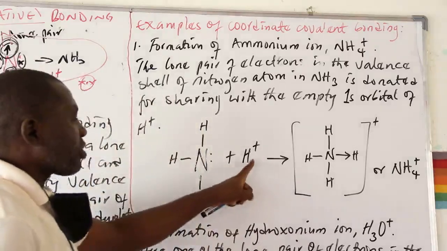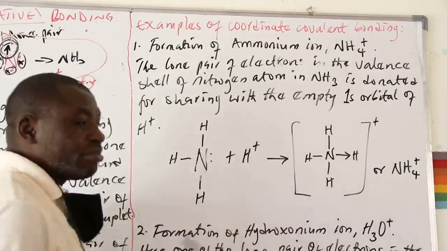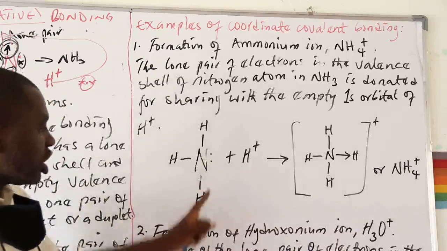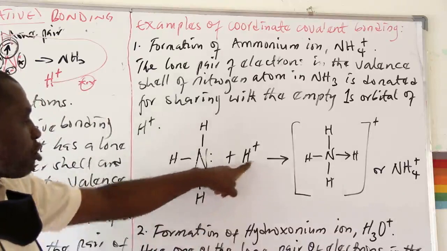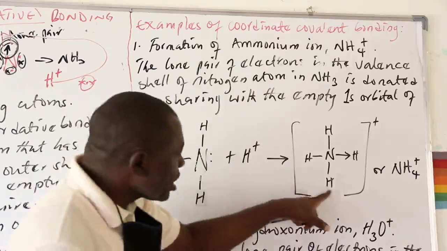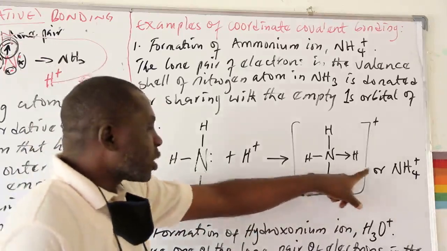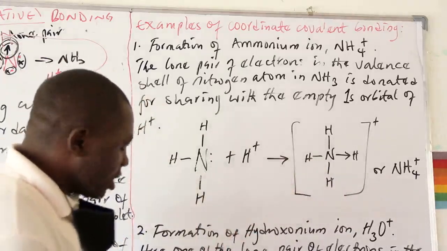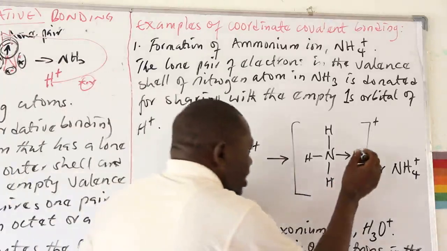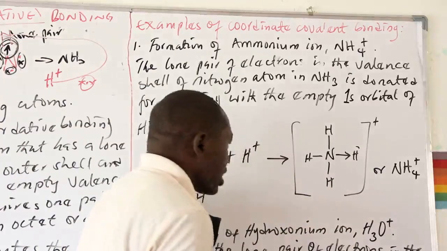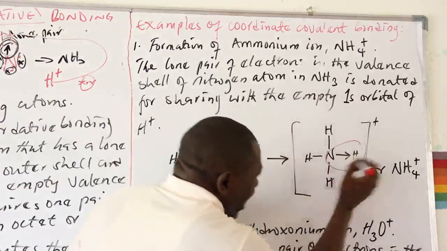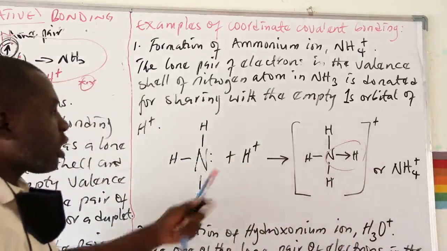So if it comes across a hydrogen ion that has an empty shell and is looking for a pair of electrons, it will be able to share it with this hydrogen ion, thereby forming what we call coordinate covalent bonding. Now, which one is the coordinate covalent bonding here? This one. Okay? If you are able to see that, that means you are following, because it's indicated by an arrow.